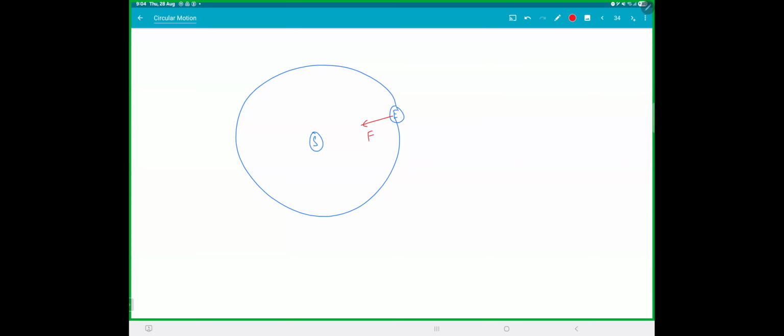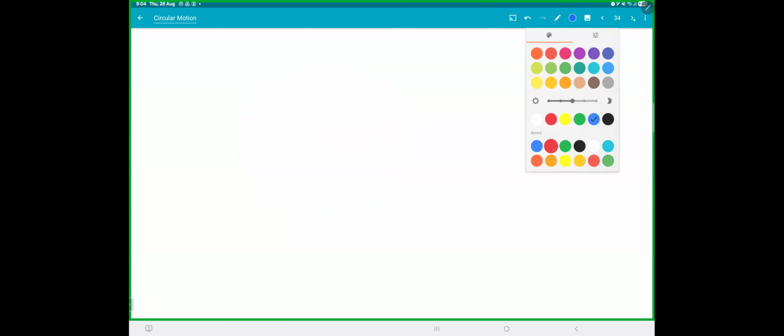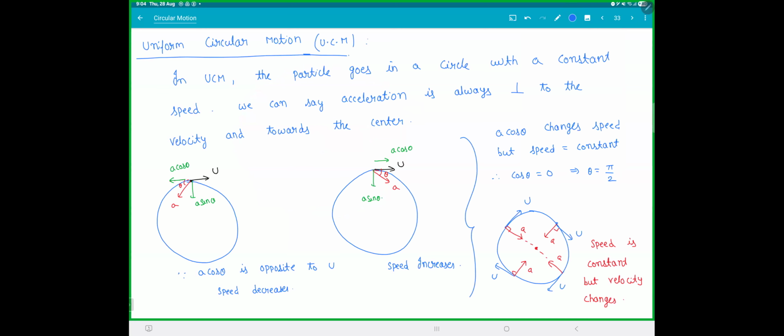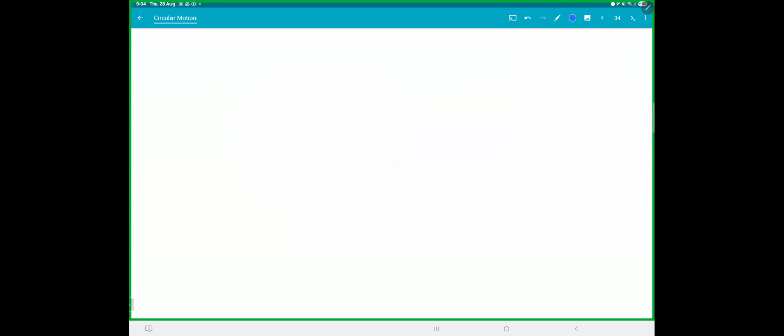So let's see what is happening, and let's see how to explain that. That's the first thing we proved, it is going in a circle. So let's prove it with a little kinematics.